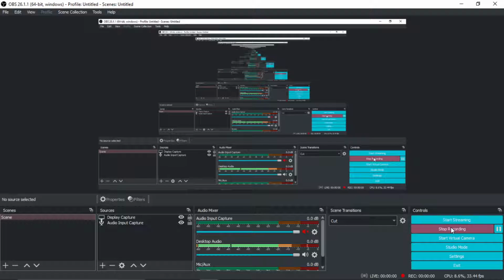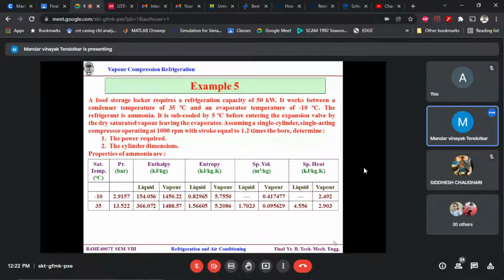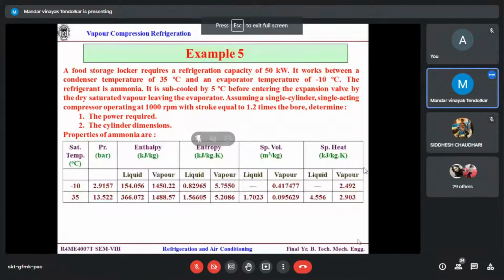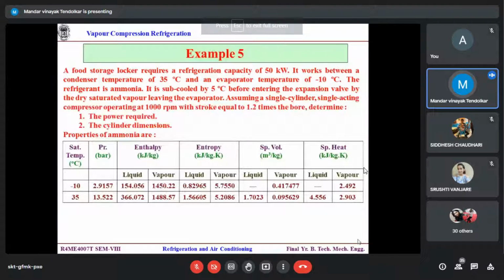Times the bore. This means pi by 4 into d square into L. That is the volume part, correct? यहाँ पे मैंने volumetric efficiency consider करने के लिए नहीं बोला. We are assuming 100%. Fine. Yes, sir. So no clearance, no nothing.